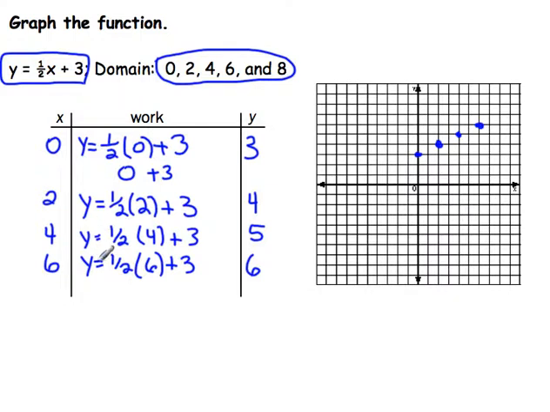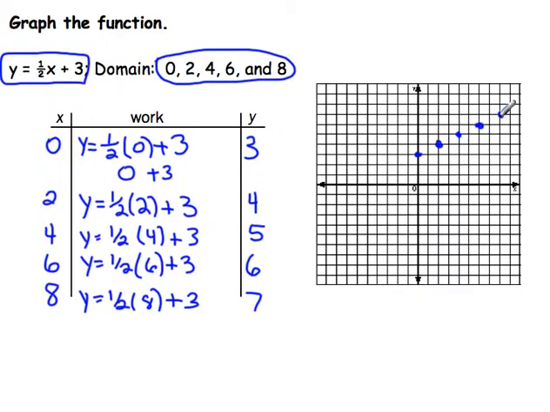Okay? And then the last domain is 8. So I've got y equals 1/2 times 8 plus 3. Half of 8 is 4. 4 plus 3 is 7. So I should have a point at 8, 7.